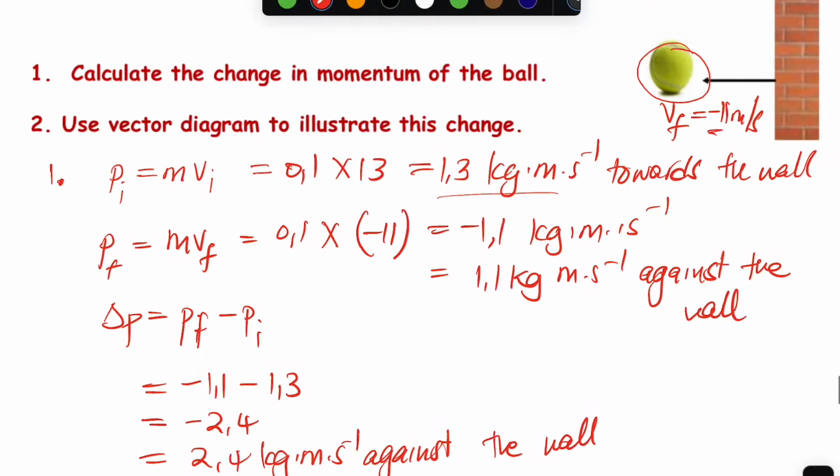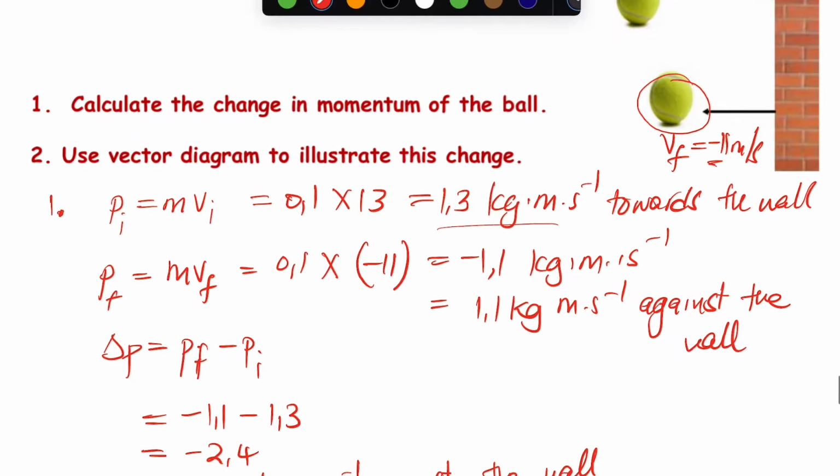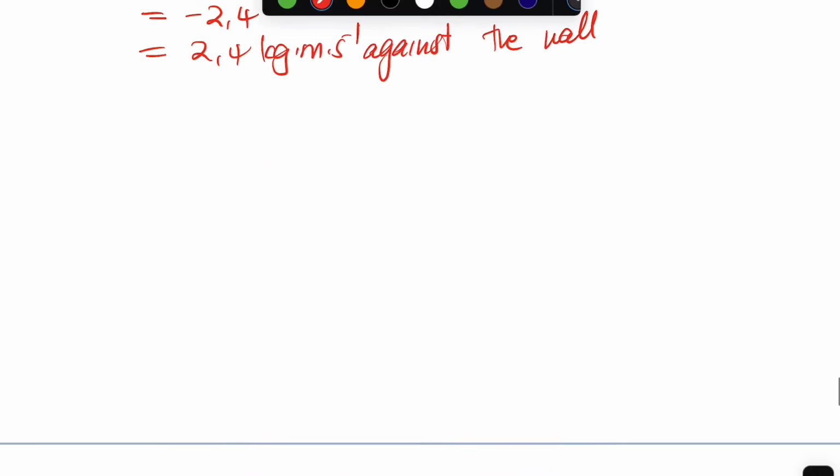Now let's look at number two. Number two says use the vector diagram to illustrate this change. So we're going to use the vector diagram to illustrate the change in momentum. So what do we mean by that? We have to show the P initial, P final, and the change in momentum in the vector diagram. So let me use the black pen now. Always, guys, with the vector diagram, illustrating the above variables, which is the initial momentum, change in momentum, and the final.